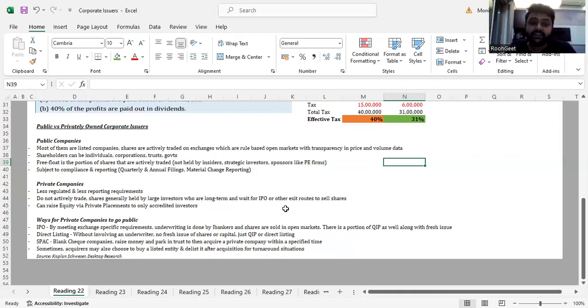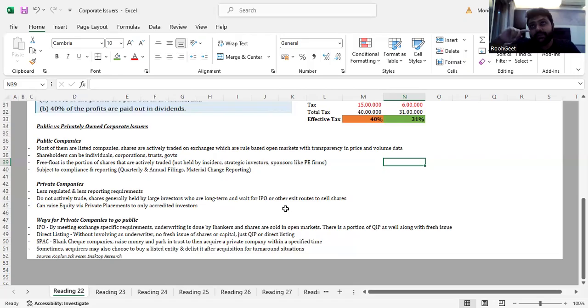Second is the direct listing. Without involving an underwriter, no fresh issue of shares or capital, just QIP or direct listing. Okay, in this, the company does not want to raise much money. Either it wants to raise some money where it will tell the I banker, bhai, arrange this much money for me, or it says that hey listen, I don't want any capital, I need 0 rupees, nothing. Listen carefully, I just want my company to float in the market, to actively trade in the market, for the market to discover the value of my company.